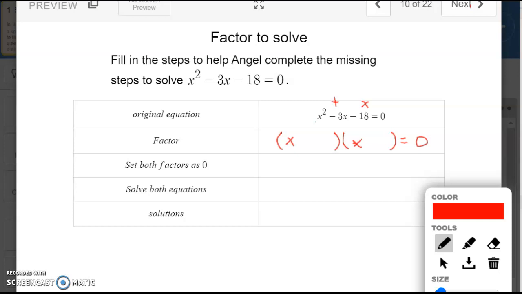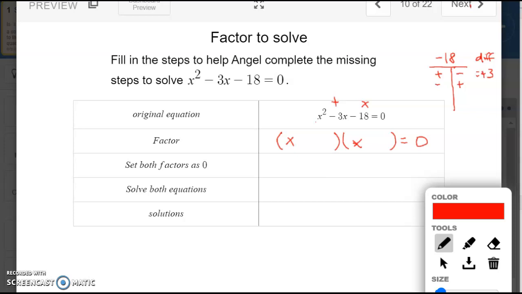So I want the product to be negative 18. That means one's going to be positive, one's going to be negative. That means we're looking for the difference between the two numbers to be 3, and the final sum is going to be negative 3.